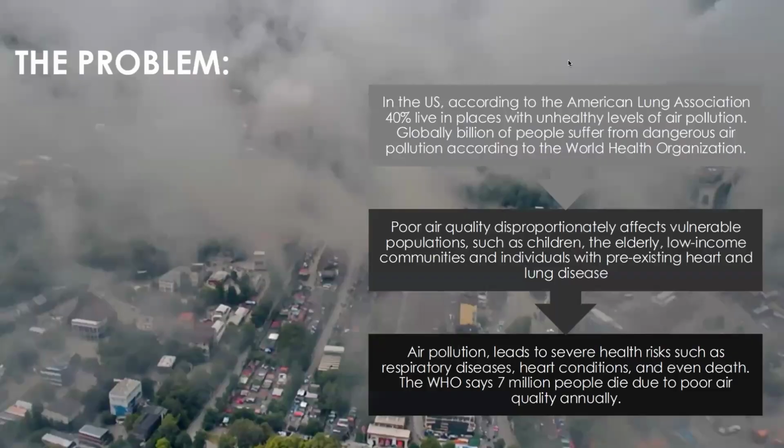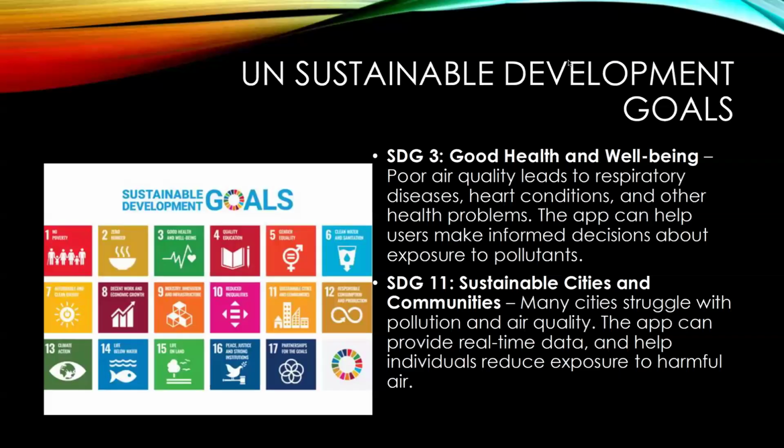The problem. In the United States, according to the American Lung Association, 40% live in places with unhealthy levels of air pollution. Globally, billions of people suffer from dangerous air pollution according to the World Health Organization. Poor air quality disproportionately affects vulnerable populations such as children, the elderly, low-income communities, and individuals with pre-existing heart and lung disease. Air pollution leads to severe health risks such as respiratory diseases, heart conditions, and even death. The World Health Organization says 7 million people die due to poor air quality annually.